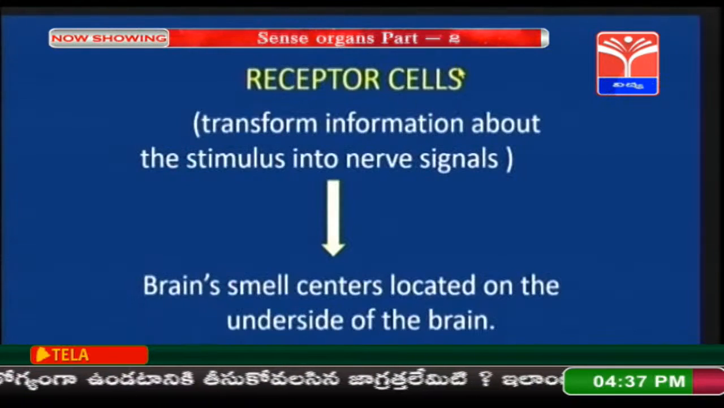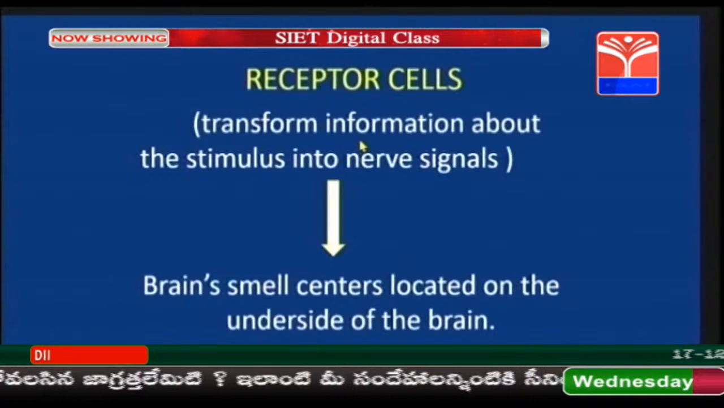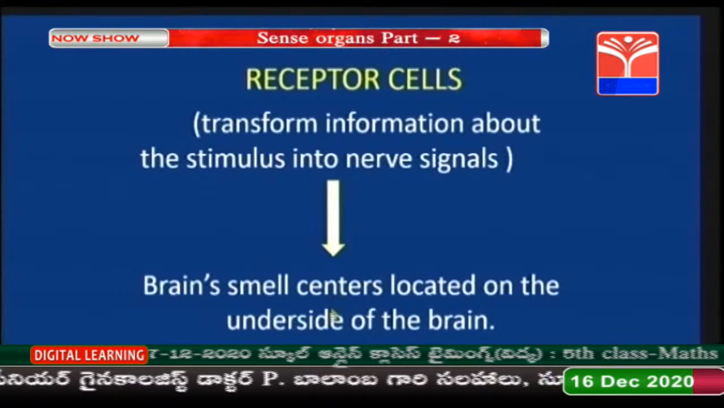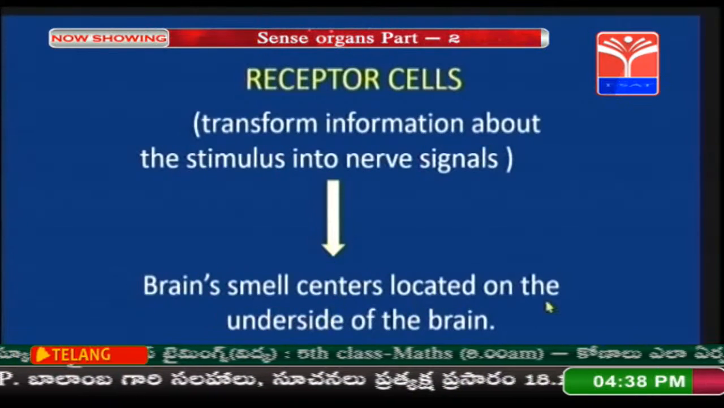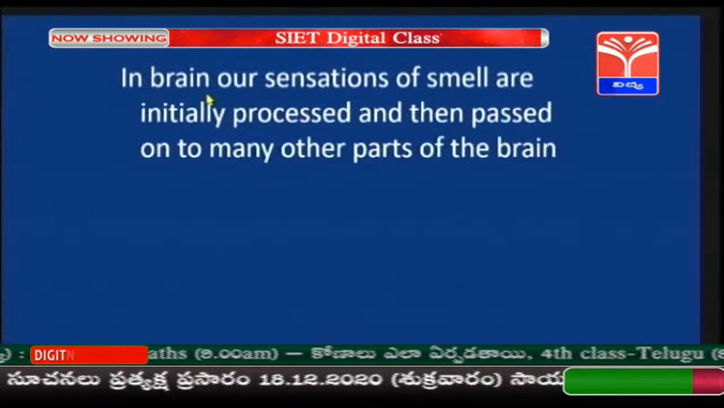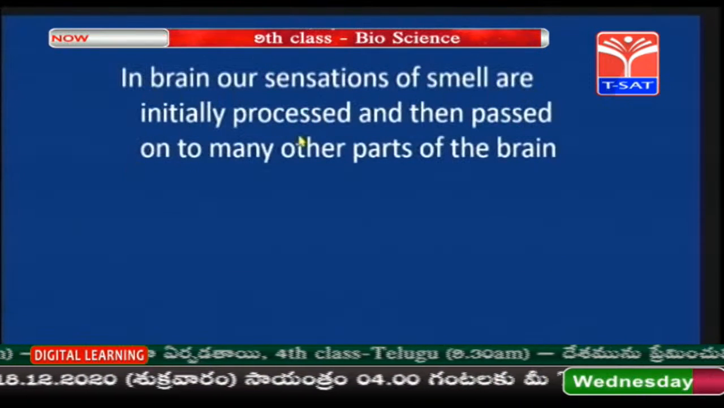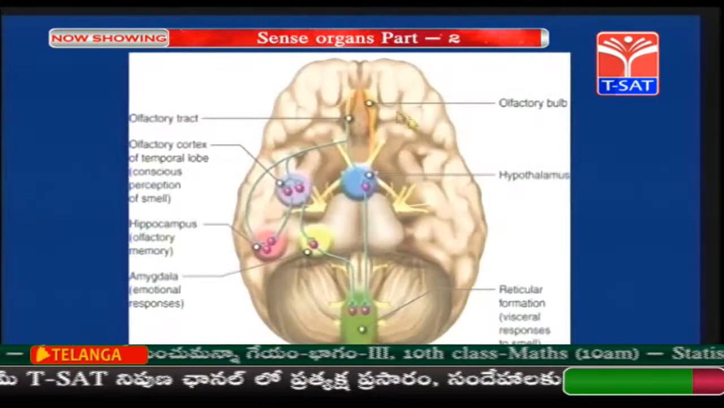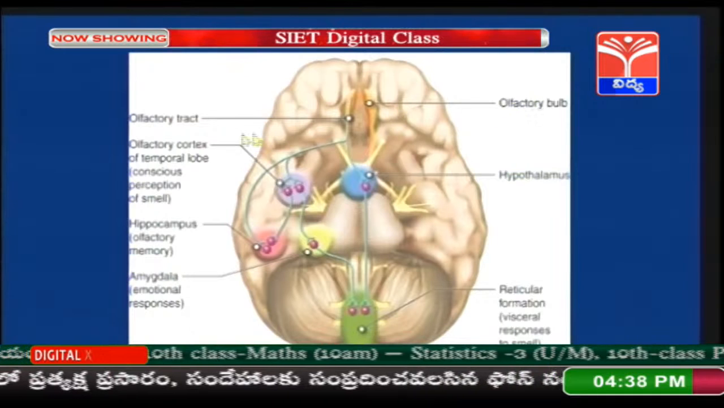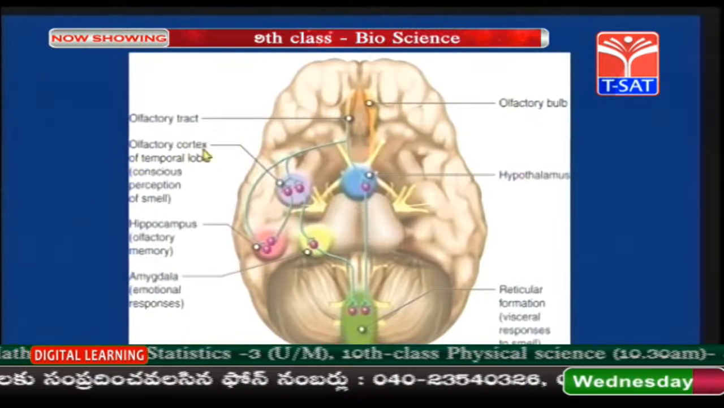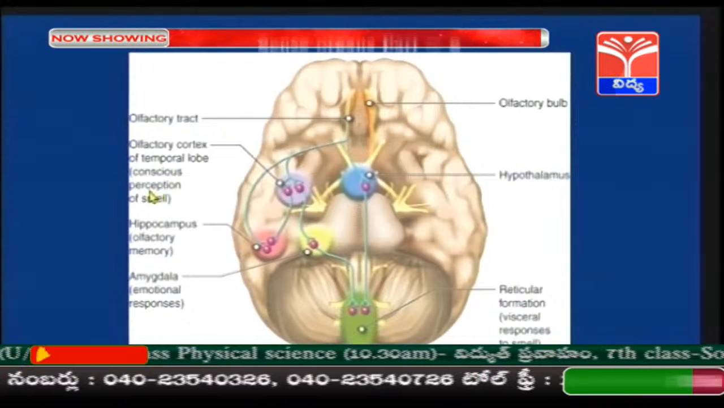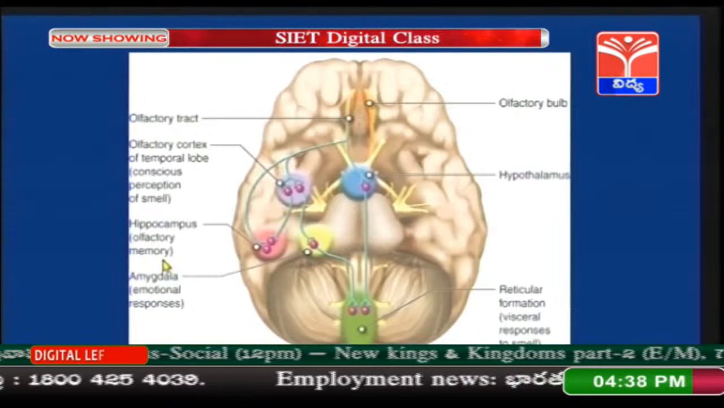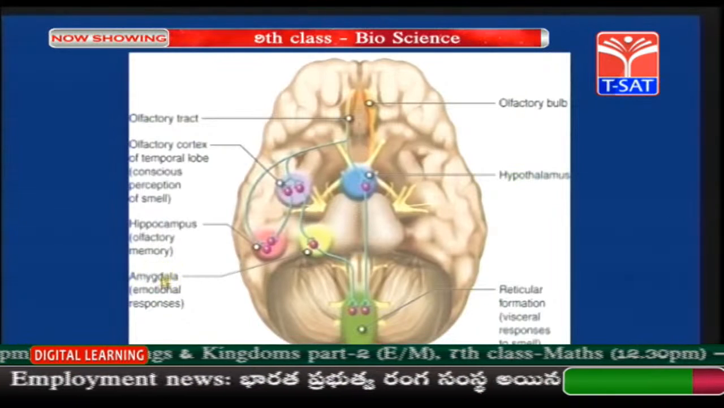Now, the receptor cells transform information about the stimulus into nerve signals that will be sent to the brain smell centers located on the underside of the brain. In the brain, our sensations of smell are initially processed and then passed on to many other parts of the brain. So, this is the brain, children. This is the olfactory bulb, olfactory tract, then olfactory cortex of temporal lobe, conscious perception of smell, hippocampus, olfactory memory. So, we memorize some parts of smell also, right children?